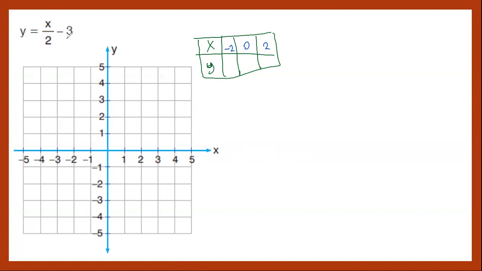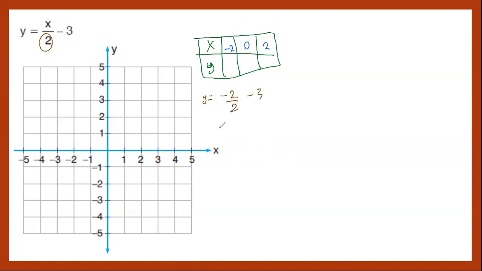Let's put -2. I'm still telling you, you still can choose -1, 0, 1. You say -1/2 minus 3. You deal with fraction numbers, but no need to have a headache. Just choose -2, 0, 2. You can even say -4, 0, 4. Just choose a number that is divisible by 2 so you get a whole number.